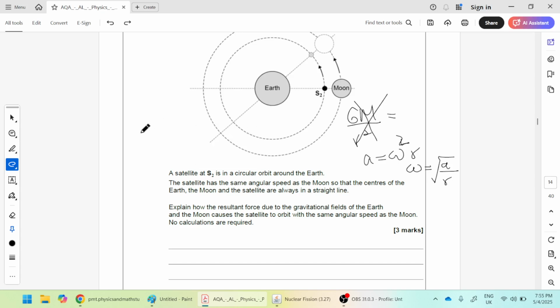I have to think about this a little bit. Satellite S2 in a circular motion around the Earth. Satellite has the same angular speed as the moon, so that the centers... Explain how the resultant force due to the gravitational fields of the Earth and the moon cause the satellite to orbit with the same angular speed as the moon. Calculations are required.